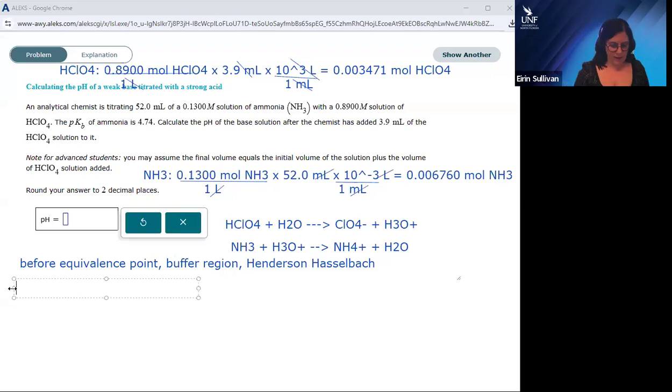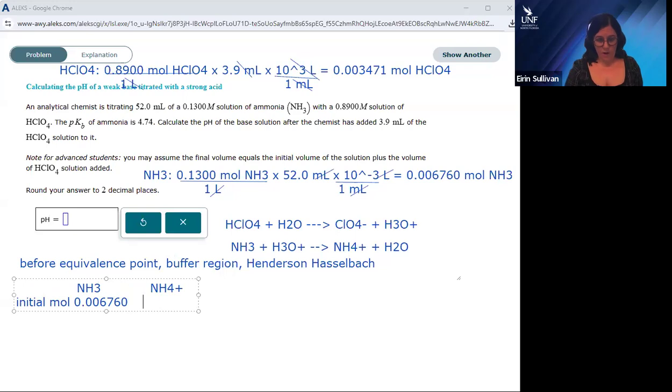So stoichiometry then. I've got my ammonia, and I've got my ammonium, which is the conjugate base of ammonia. Sorry, conjugate acid of ammonia. So I've already calculated my initial moles. My initial moles of ammonia was 0.006760. Let's just sort out the spacing a little bit. And initially I have no ammonium.